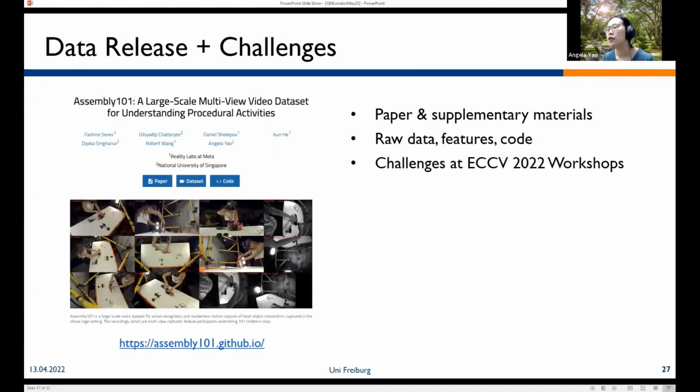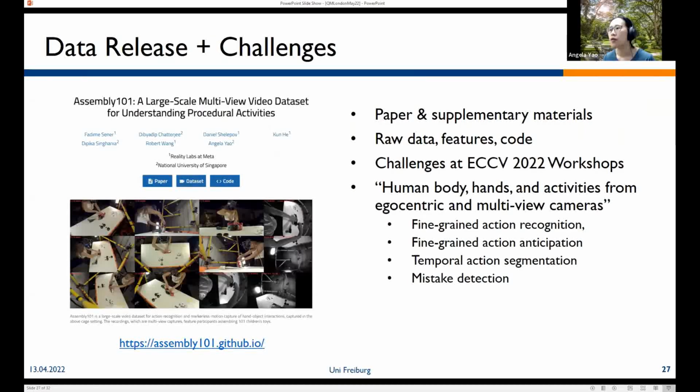We are also featuring the data in 2 upcoming challenges at ECCV, one for activity recognition and one for hand pose estimation. That concludes what I have to share today, and I'm happy to take questions.